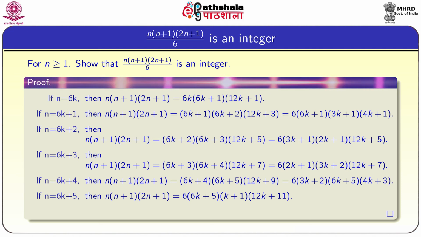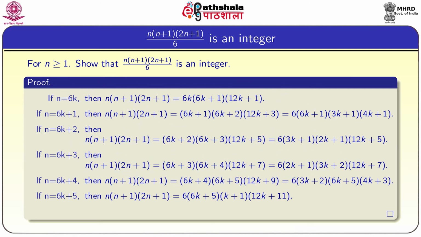That means first we will take n equal to 6k. Then what is going to happen? If we substitute n equal to 6k, n into (n plus 1) into (2n plus 1) becomes 6k into (6k plus 1) into (12k plus 1). Clearly, you can write it as 6 into some m, where m is equal to k into (6k plus 1) into (12k plus 1).